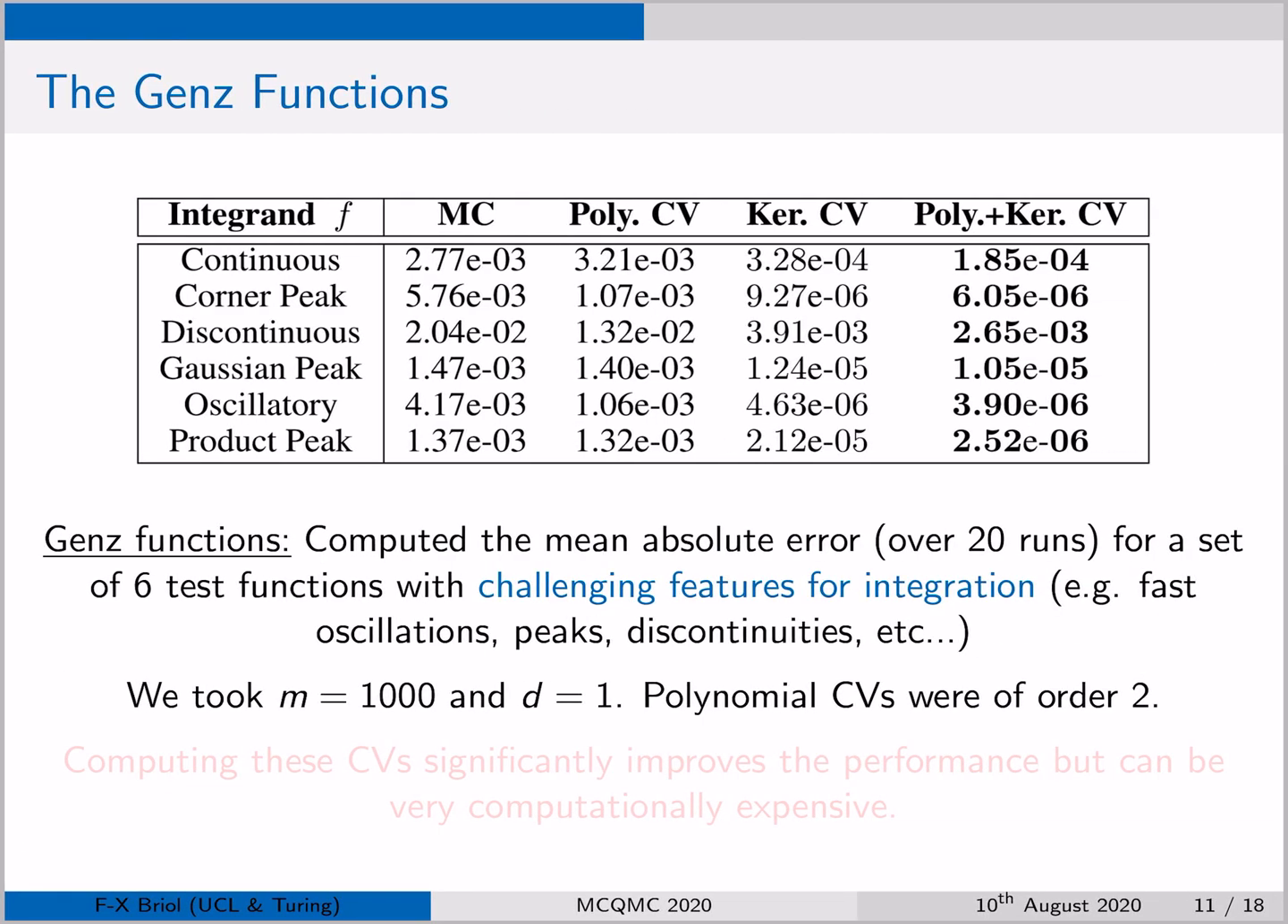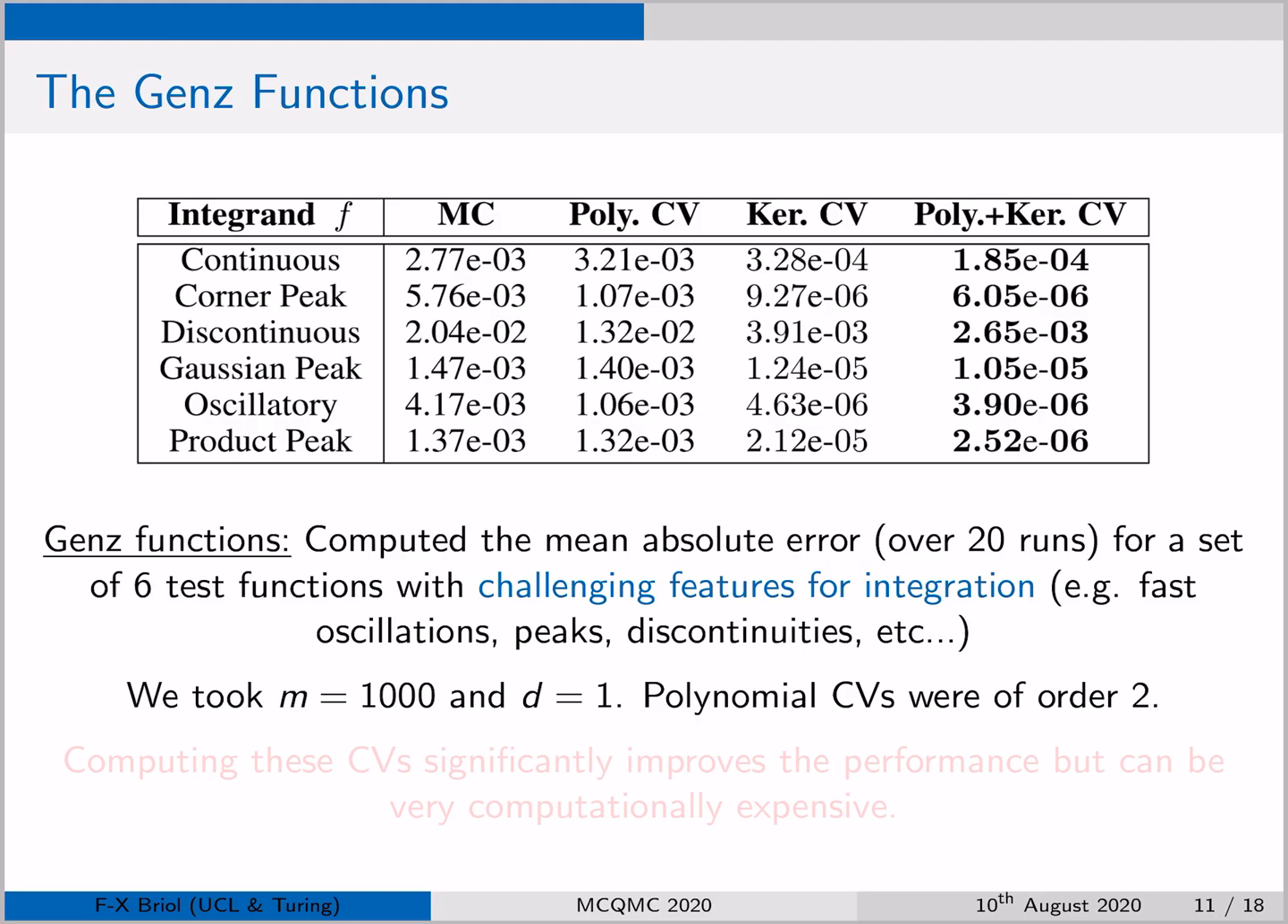Okay, here's an example of the kind of performance that we can expect. Let's look, for example, at the Gaussian peak function here. These 6 functions are the Genz functions. They're a class of test functions which tend to be quite challenging for numerical integration, mostly because they have weird properties like a lot of oscillations, or they may be discontinuous. But they do have the advantage that you can compute the integrals in closed form, so we can use them to test how good each of our methods is.